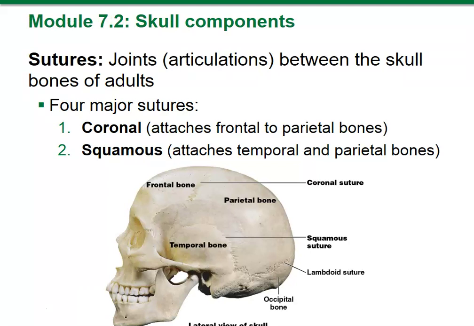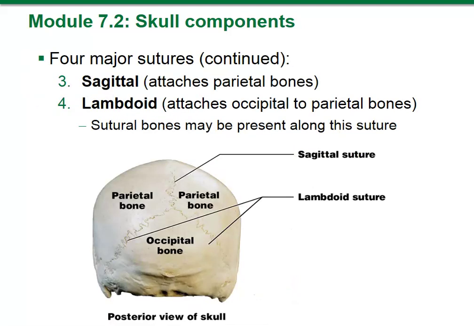Sutures are another name for the joints or articulations between the skull bones. And there's four major sutures. You have the coronal suture that attaches the frontal to parietal. Then you have a squamous suture that attaches the temporal with parietal. The sagittal suture that attaches the parietal bones to each other. And then the lambdoid suture that attaches the occipital to the parietal.